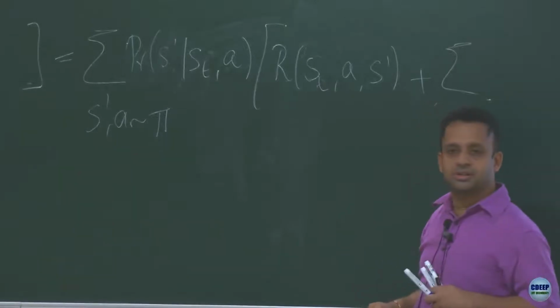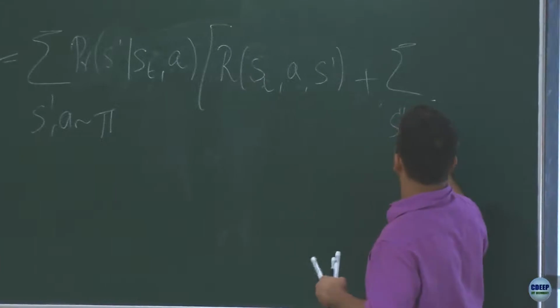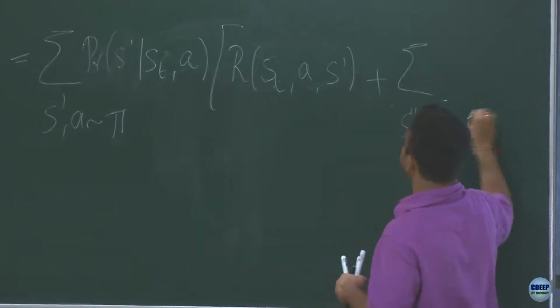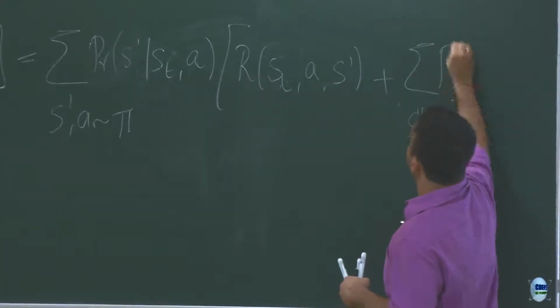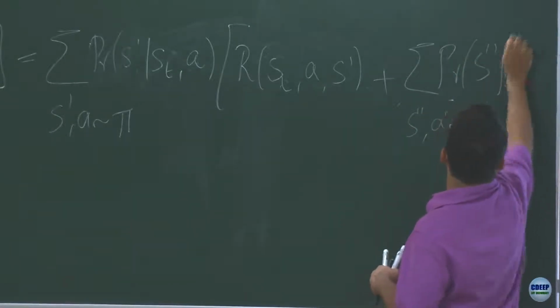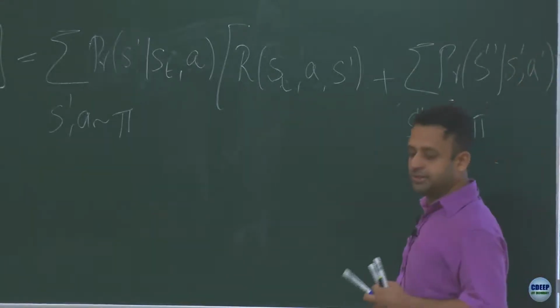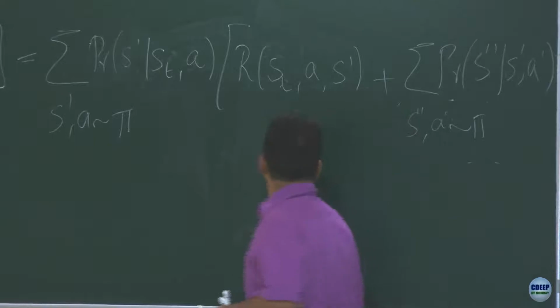Plus another summation S double prime and so on, right? So the same thing is now going to continue. A prime from policy times probability of transitioning to S double prime given S prime comma A prime and so on. So this is the structure that we found repeating.